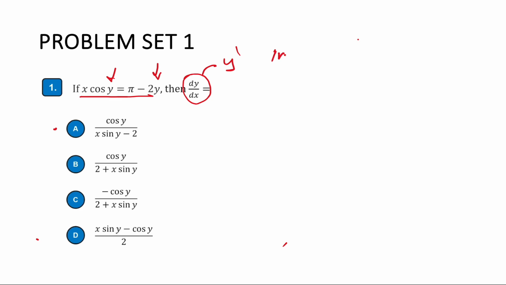Okay, so let me write that down. Implicit differentiation problem. Okay, so all we have to do here is look for the derivative of this equation, which means to find the derivative of both sides of the equation, and then solve for y prime. Okay, so let's go ahead and do that. Let me first write down the problem. We have x times cosine of y equal to pi minus 2y.